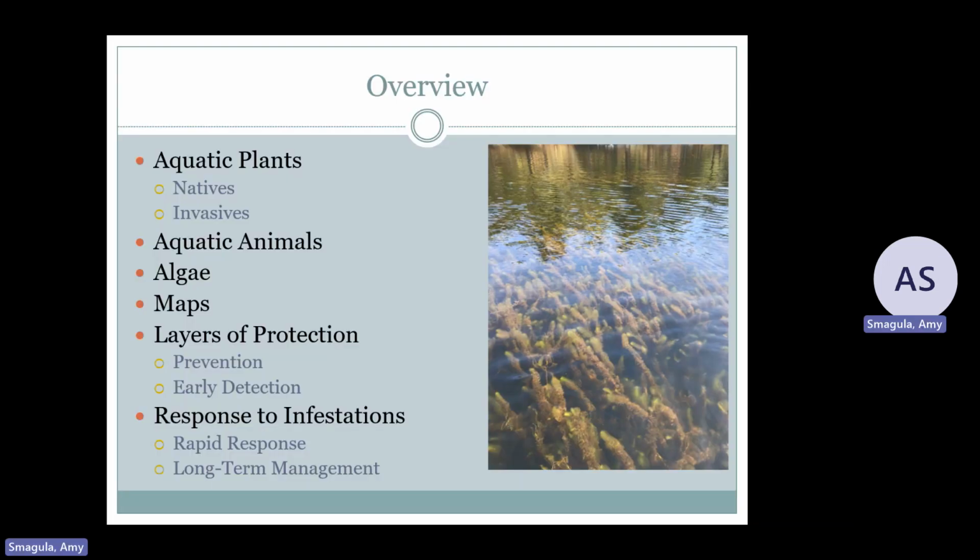During the presentation, we'll cover aquatic plant identification, including some natives and some invasives. I'll also talk about aquatic animals, algae. I'll talk about where and how to obtain maps showing you plants that are growing in your lake. And then I'll talk about different layers of protection for your water body, including prevention activities and early detection activities, and then how we manage infestations, including rapid response activities and long-term management.